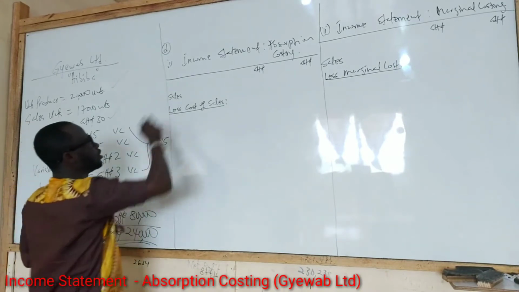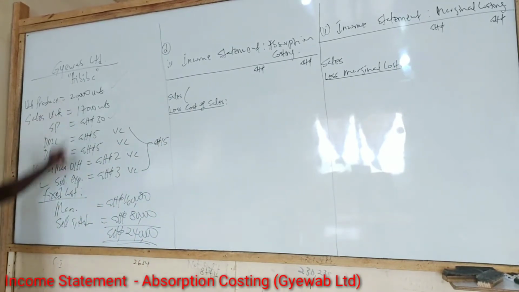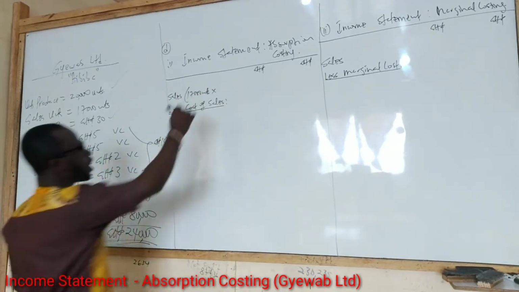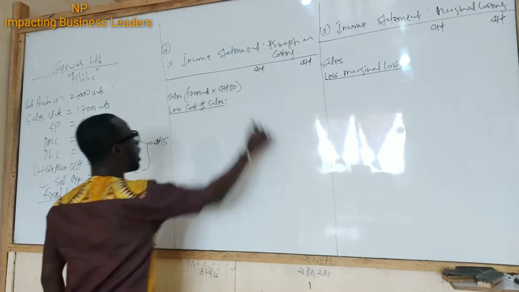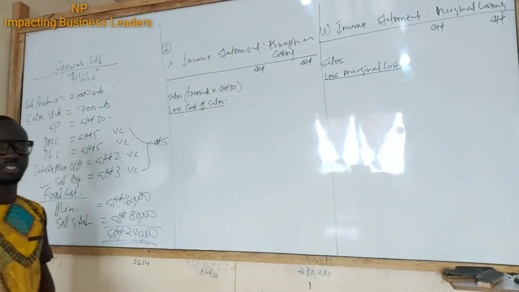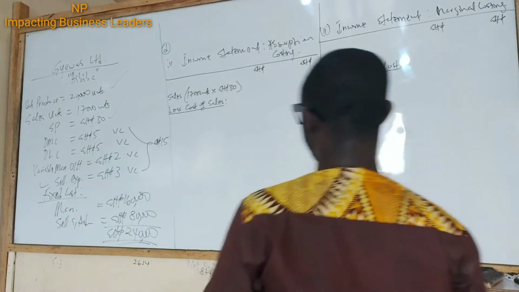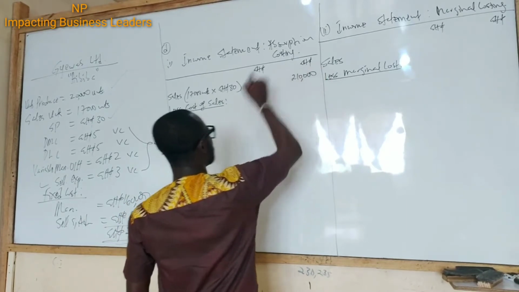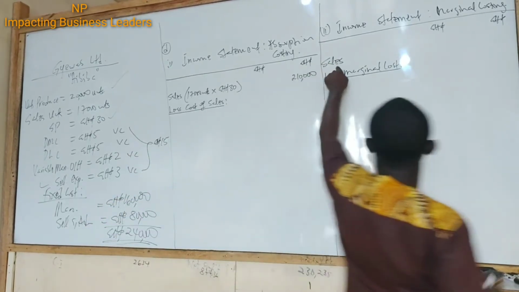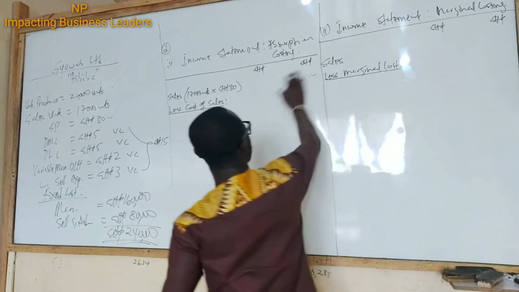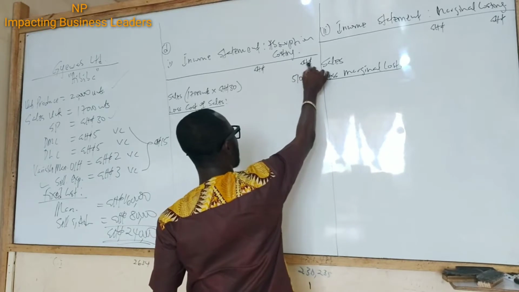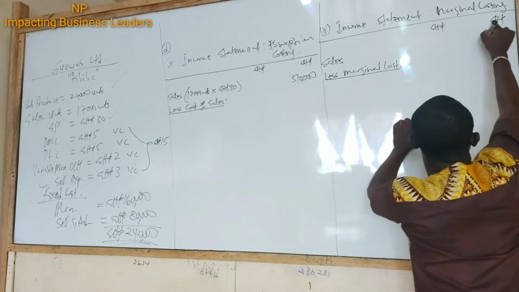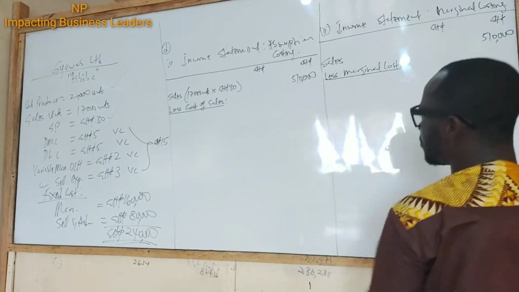So sales. To get our sales, we are told that the company sold 17,000 units. So 17,000 units times the selling price per unit, 30 Ghana cedis. What do we have? 17,000 times 30. 510,000. That same figure will be here. So I'm just going to put it here because it's the same thing.